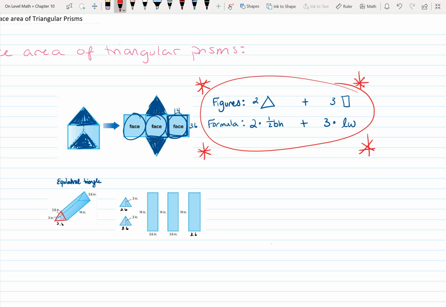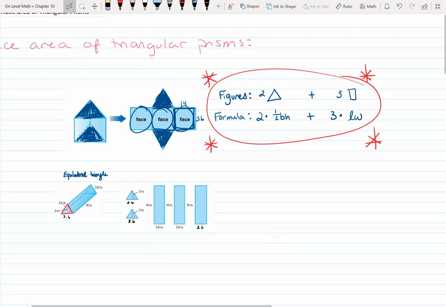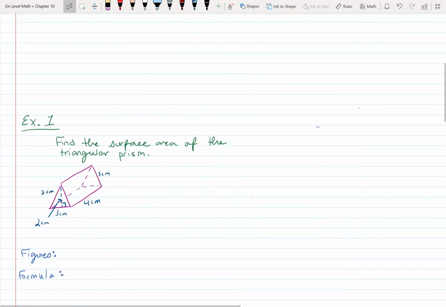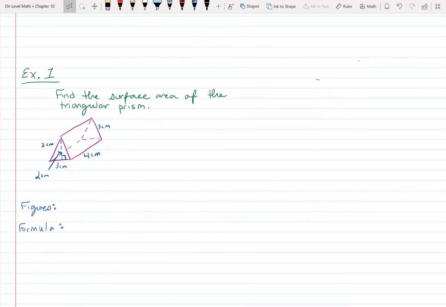Okay, so let's go ahead and work example 1. Again, you need a calculator next to you. If you don't already have one, get one. And let's work through example 1. It says find the surface area of the triangular prism. Now, the first step is to write out our figures. Well, it's a triangular prism, so we've got two bases that are triangles.